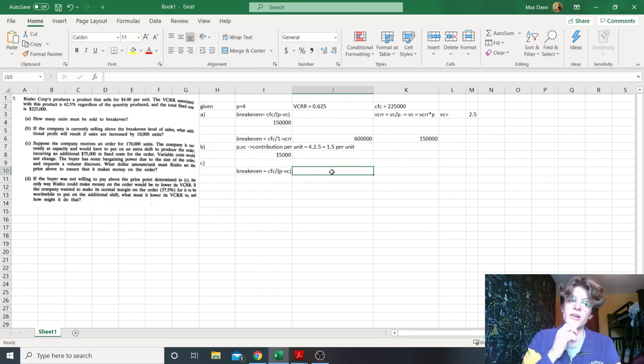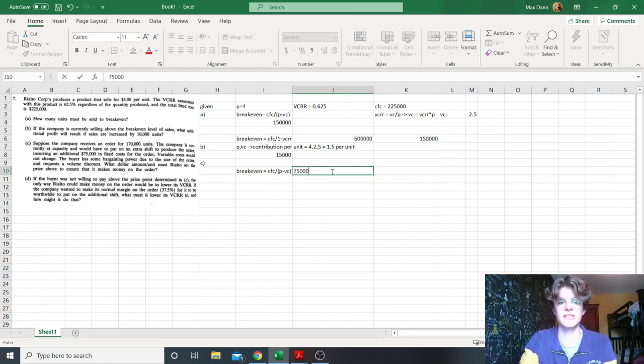So the additional fixed costs are 75,000. Don't add the original 225,000. We're assuming this is a whole separate thing, right? And then we want to know what the price is. We know what the variable cost is, it's 2.5. And we know that this is going to equal our 170,000 units.